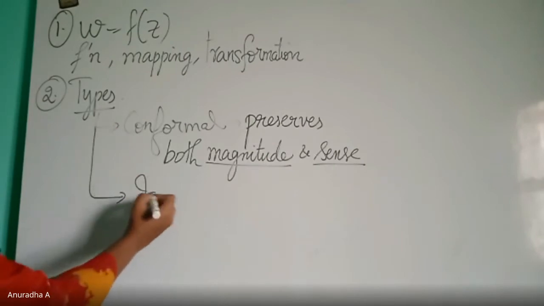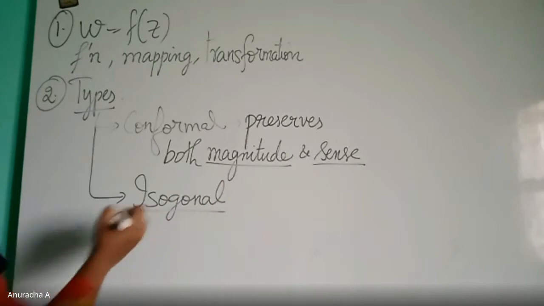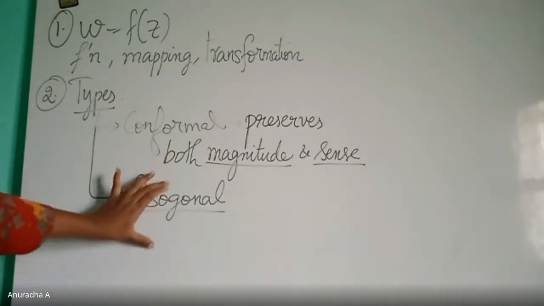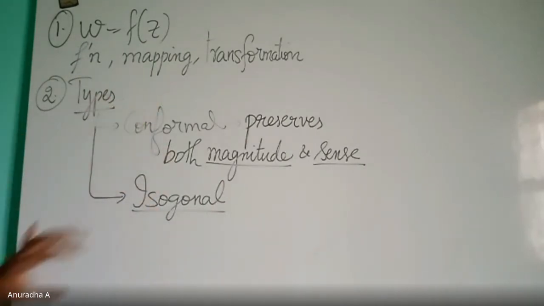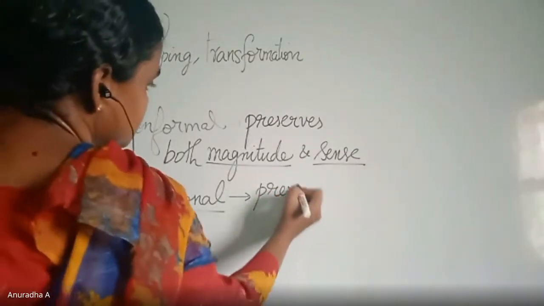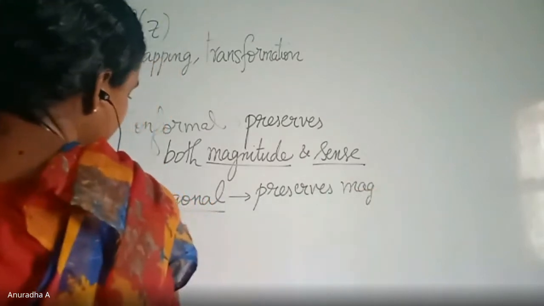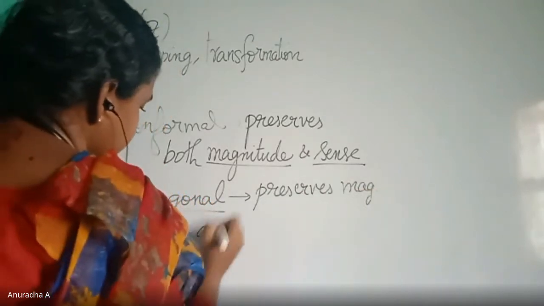The second type is isogonal mapping. We are not going to deal with it anywhere else, and we are not going to do sums here. It is only an MCQ question, every time. What do you mean by isogonal? It preserves the magnitude but alters the sense.